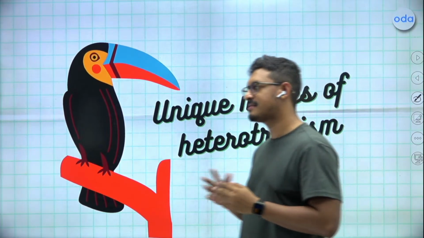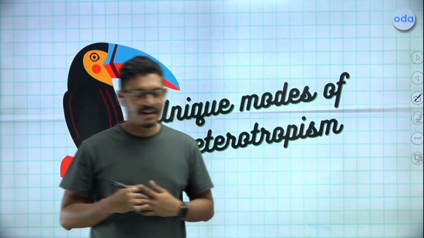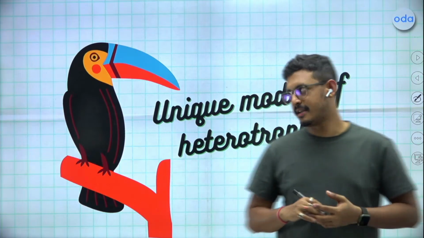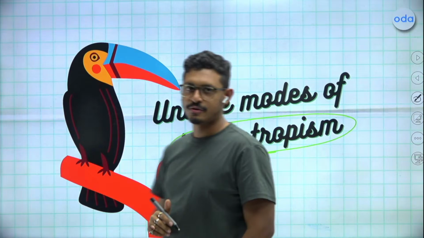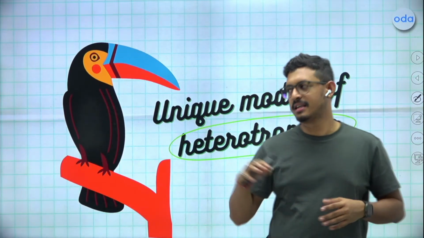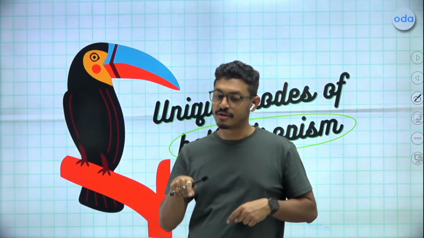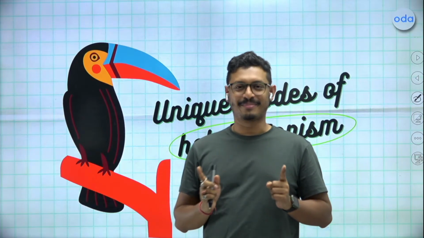There are actually some very, very unique types of heterotrophism that you can find in the natural world, and let's talk about them. These heterotrophisms that I'm going to talk about are a little different. They don't carry the normal rule of I eat you, you eat me, you eat all of us. That rule doesn't apply here.